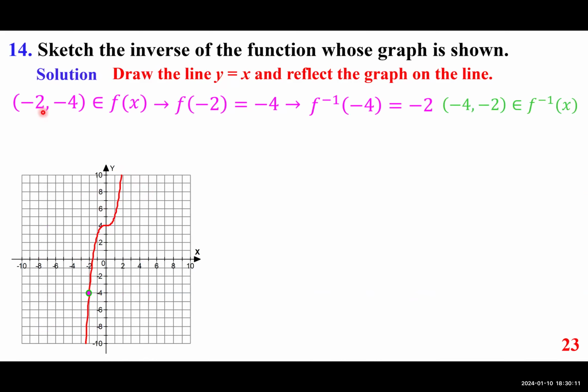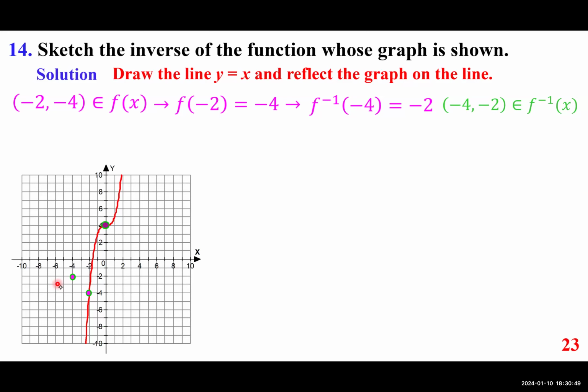So whatever this pair is, interchange x and y, and this pair, negative 4, negative 2, belongs to the function that we want to graph. So we got one point. We're going to pick more points. And by the way, I'm going with the easy points. You can choose even more points.